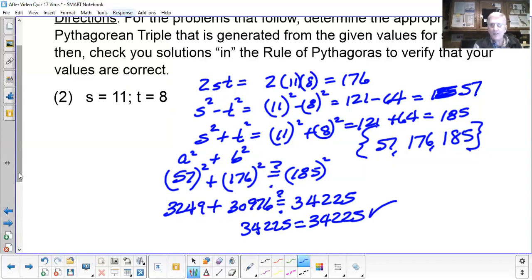In the next class, we're going to look at proofs of the rule of Pythagoras, and we're going to step back in time and review some of the area formulas of figures, because I want to show you that one of the presidents of the United States came up with his own proof of why the rule of Pythagoras always works. So I'm going to be showing you that as well.